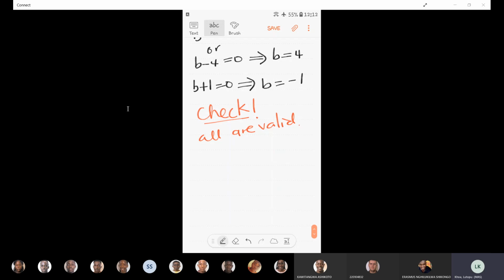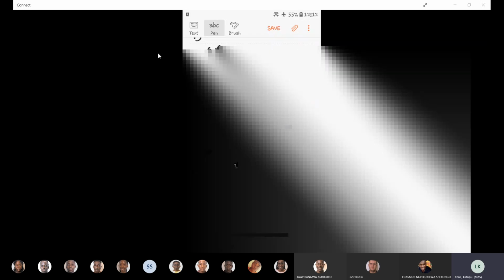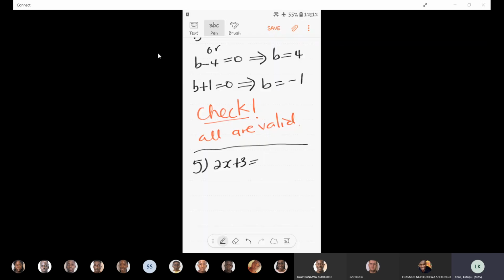Then the next one, okay? When we have a square root, the idea is still the same. So go ahead and solve that one.